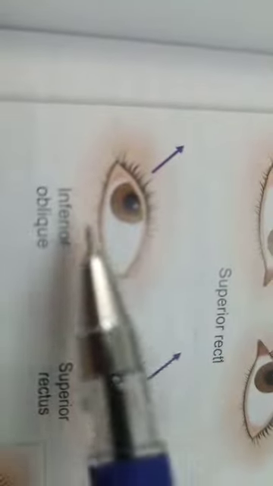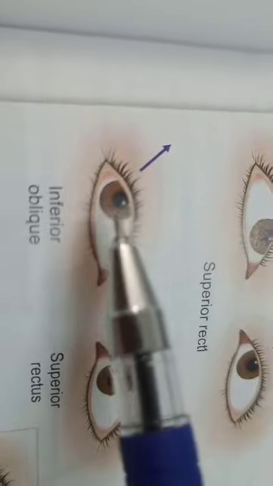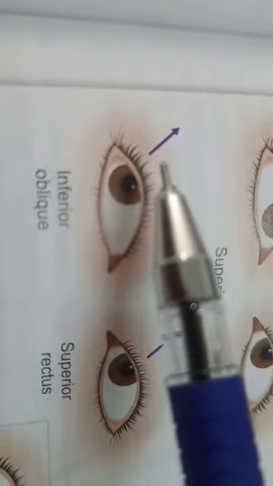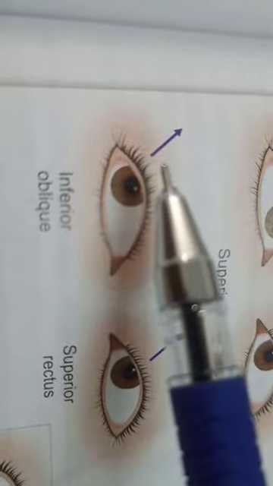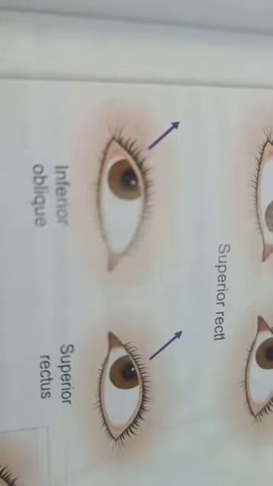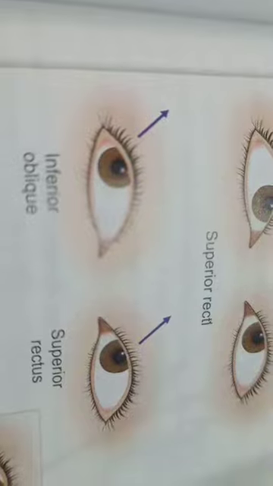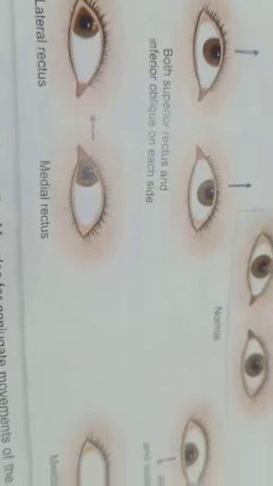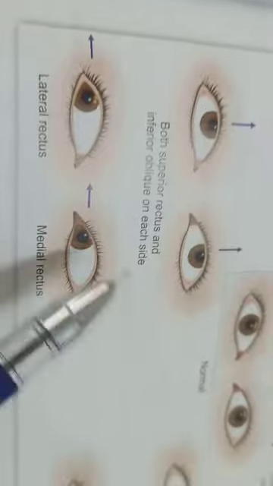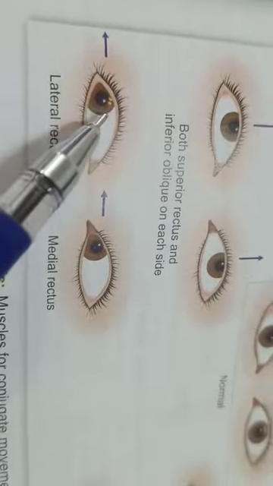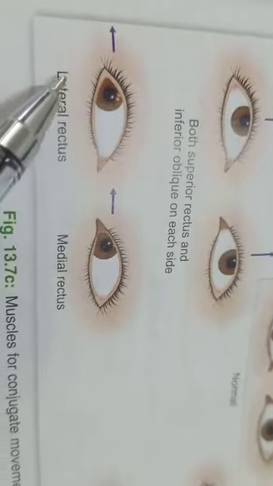Then this movement, here we can see this movement is towards upward and laterally. This movement is by the inferior oblique muscle. So this is the lateral rectus. The lateral rectus helps in the abduction of the eyeball, that is, movement towards the lateral side. That is by the lateral rectus.